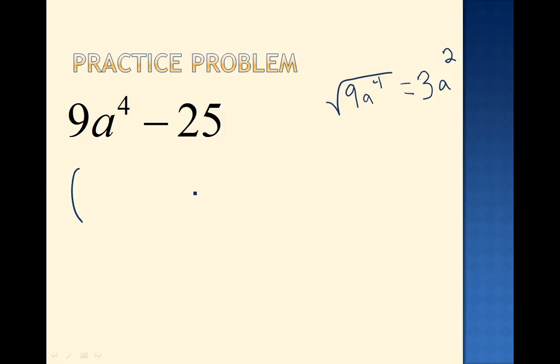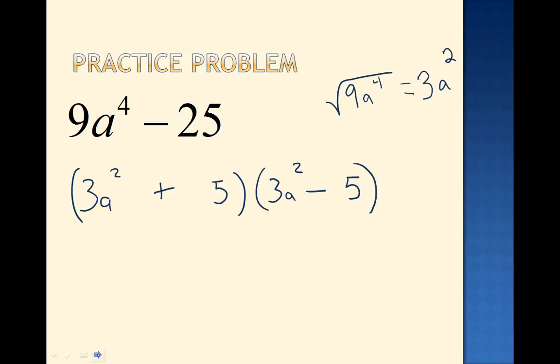So as I go to factor it, I get 3a squared and 3a squared. Always a good idea to just mentally check that if you multiplied these two terms together, you would get your first term. And I know the square root of 25 is 5 and 5. One plus, one minus, and there I have it. All right, again, you can always check with the multiplying.